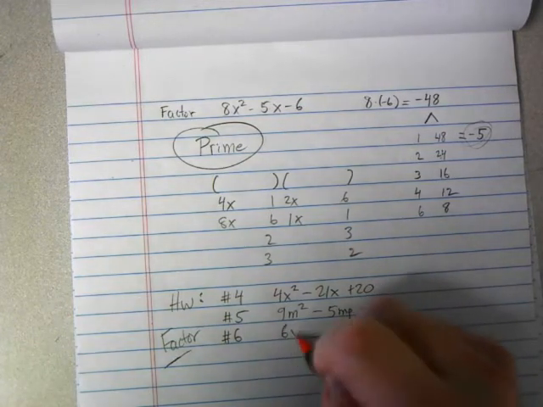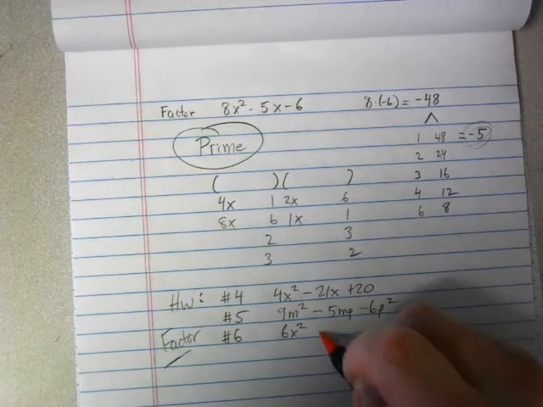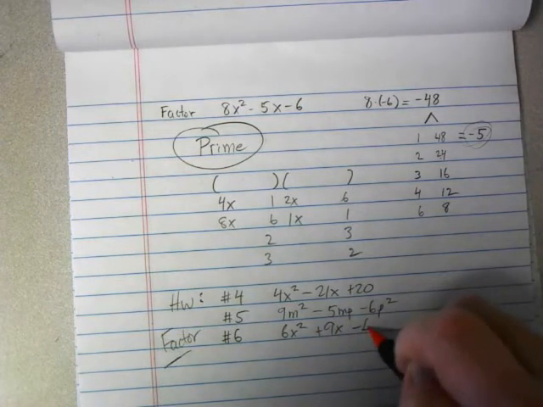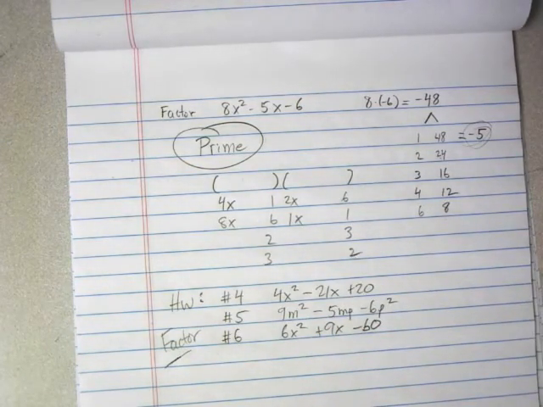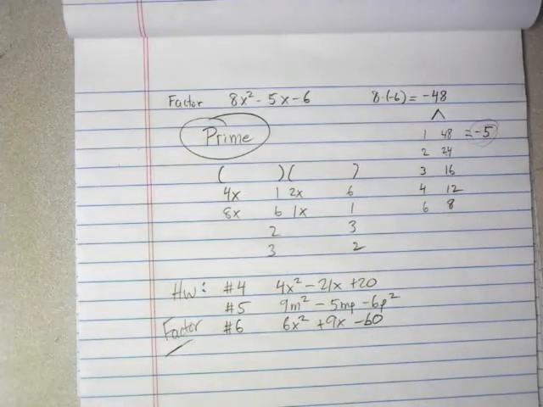How about 6x squared plus 9x minus 60. Alright, so there's your 6 homework problems for this section. Bring them to class next time.